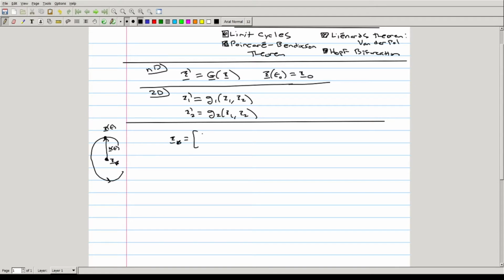So in 2D, xi star is x star, y star, and xi is equal to x, y. The xi notation is convenient for larger systems, but in general we'll just be talking about x and y in all of the examples today, just because it's a little bit easier to graph and conceptualize.